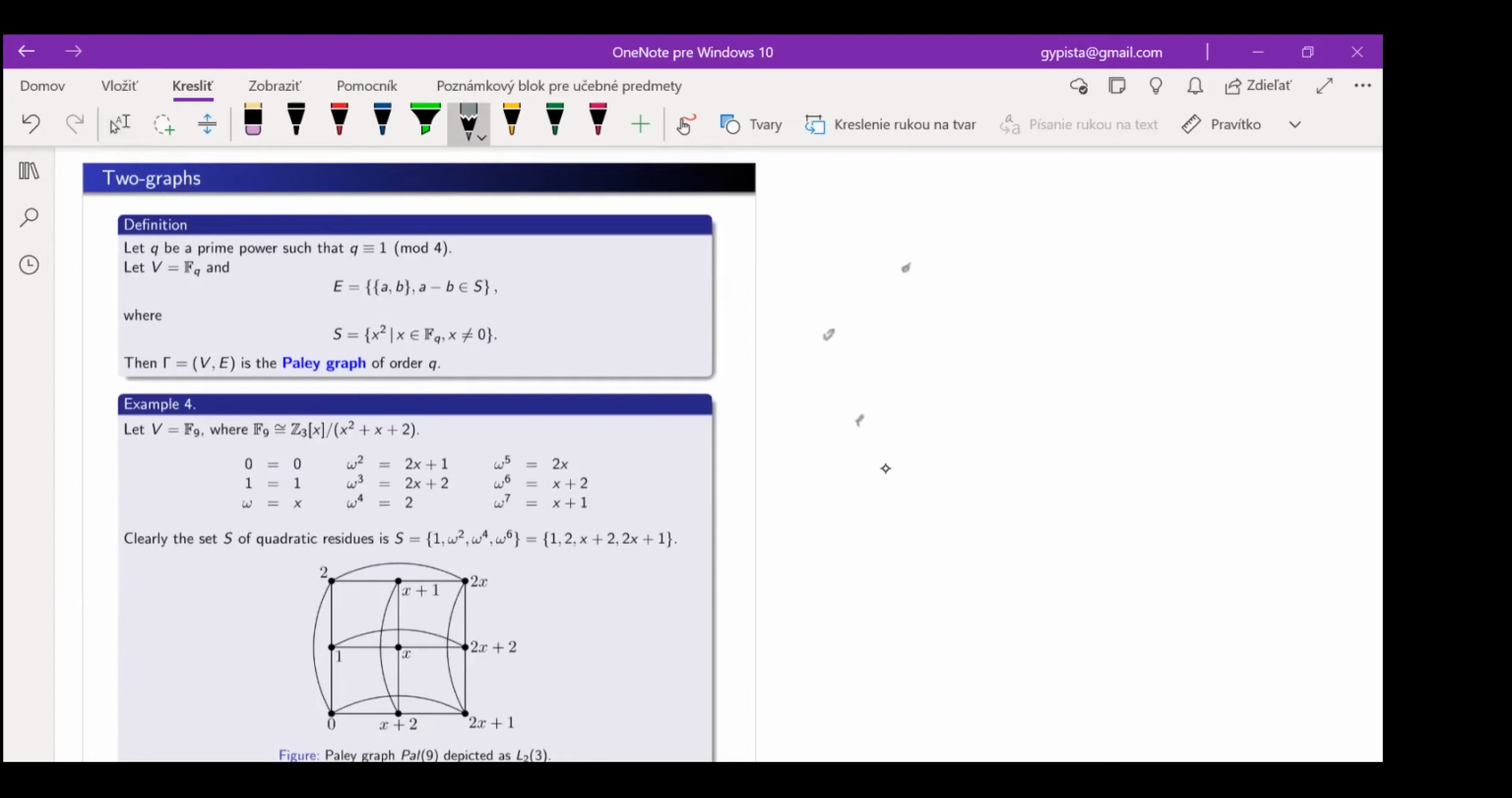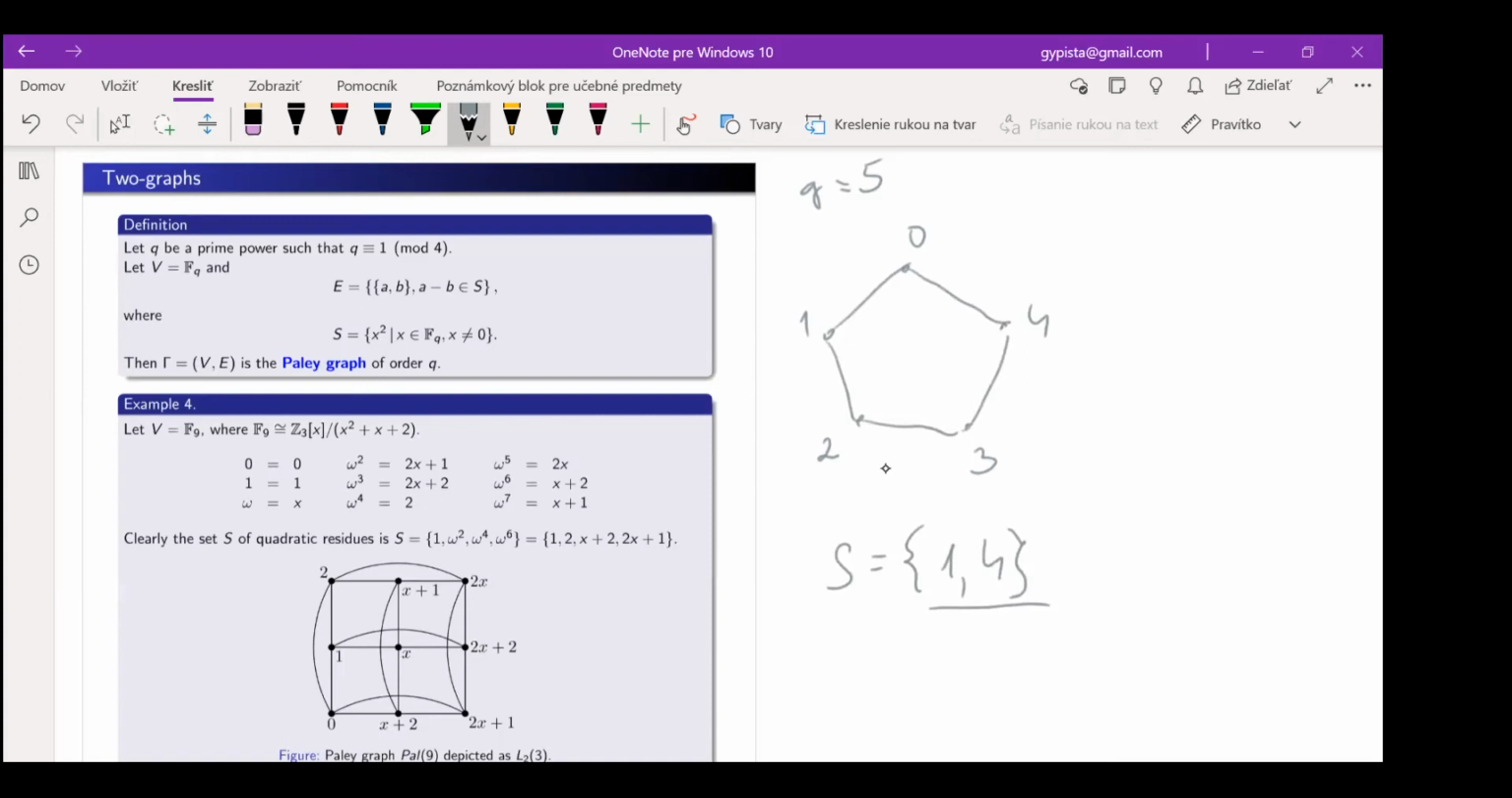An easy example is when q is 5. In that case, the squares in the field Z5 are 0, 1, and 4, but we are excluding 0. So the Paley graph on 5 vertices is the same as the Cayley graph over Z5 with connection set {1, 4}.